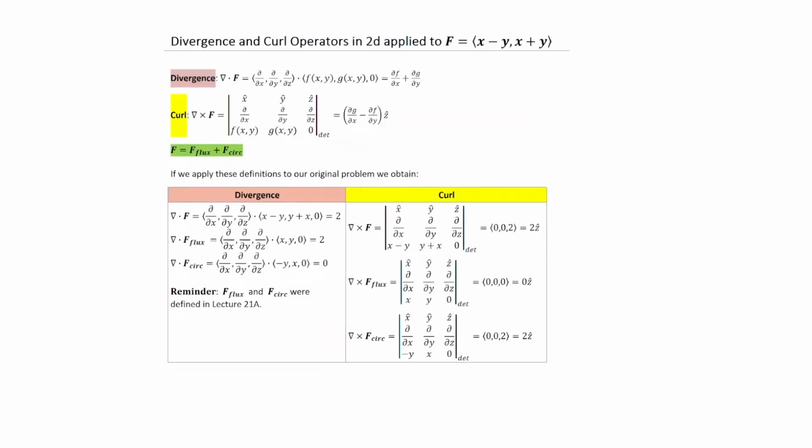Okay, so the divergence and curl operators in 2D applied to the original field that we investigated prior to getting into details regarding what is a curl of a vector field and what is the divergence of a vector field. Recall that we had a total vector field which was x minus y for the x component, x plus y for the y component, and we had divided it up into two vector fields. One basically which we associate with a flux, which was x, y, and the other one which we associate with circulation, which was minus y, x.